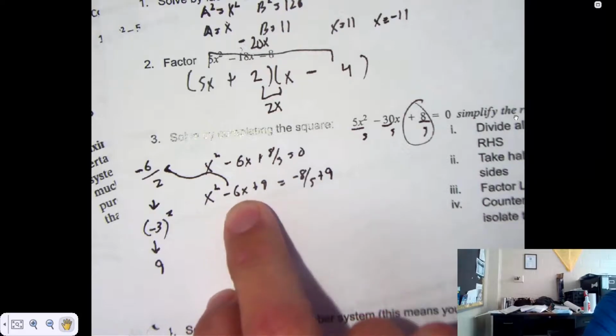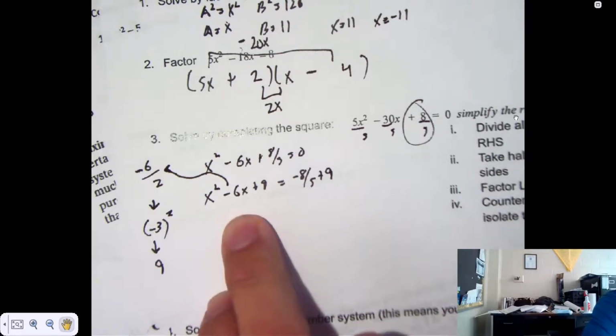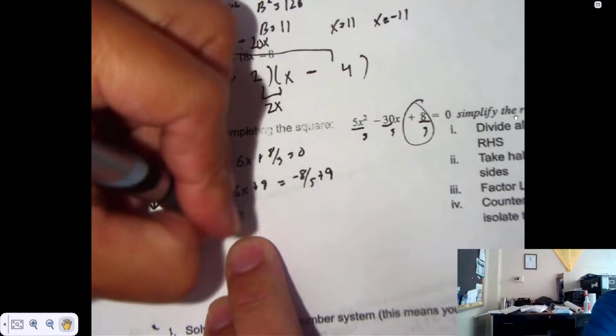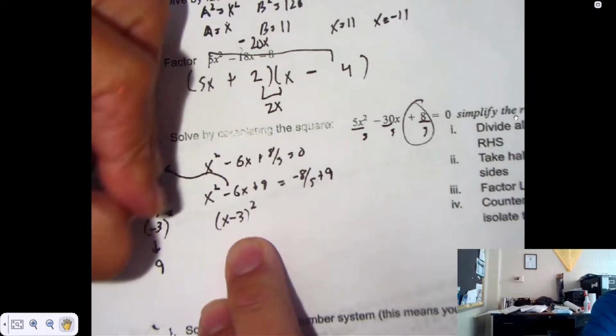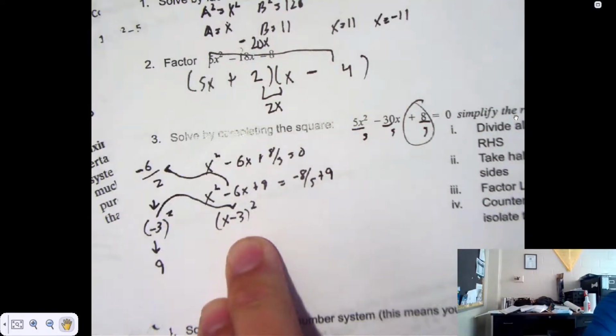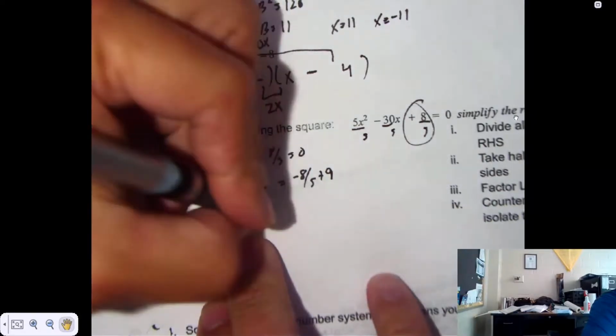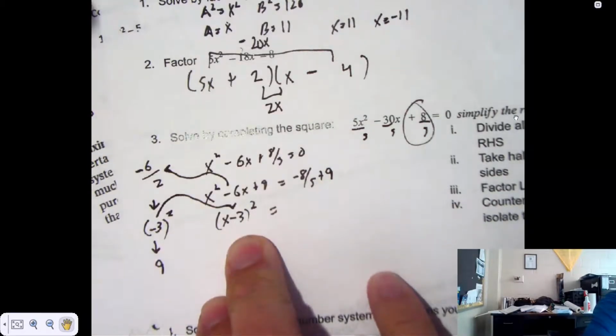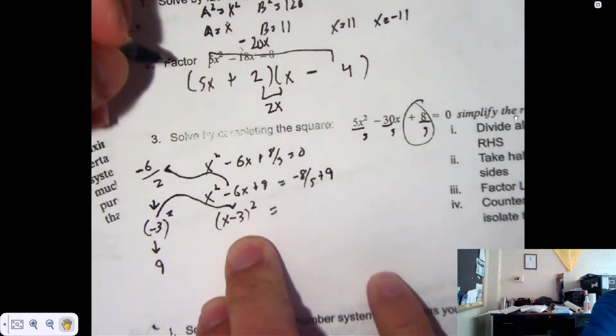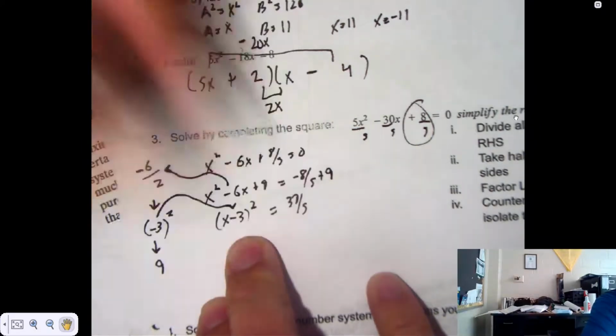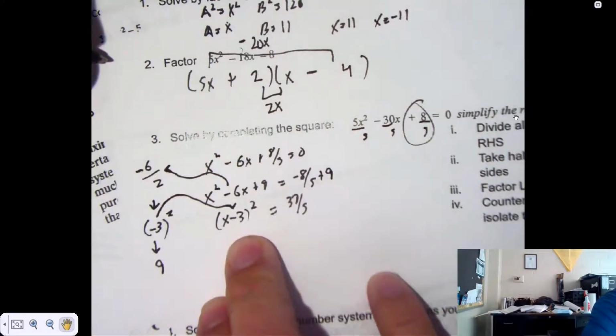How does the left-hand side factor? X minus 3, what? Squared. Because it's right there, kids. You got to add your negative 8/5 and 9. You'll get 37/5. Now, this one's got kind of an ugly issue going on, and if you don't go all the way with it, I will dock points.